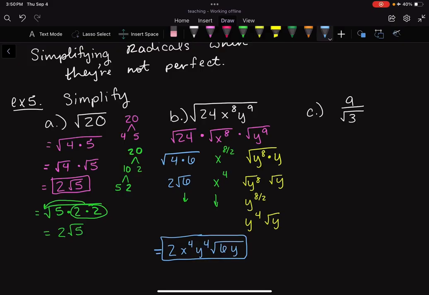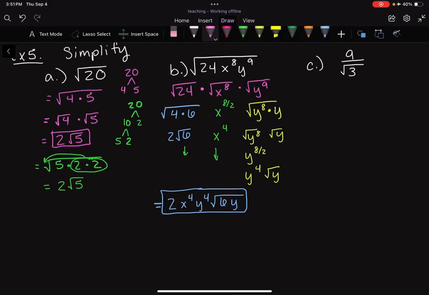Now, if I was doing this problem myself, I probably wouldn't show that much work. Here's probably what I would show. I would have said, okay, 24 is 4 times 6. X to the 8th won't be a problem. Y to the 9th is y to the 8th times y. For the 4, square root of 4 is 2. Square root of x to the 8th is x to the 4th. Y to the 8th is y to the 4th. And I'm leaving the 6 and the y behind.